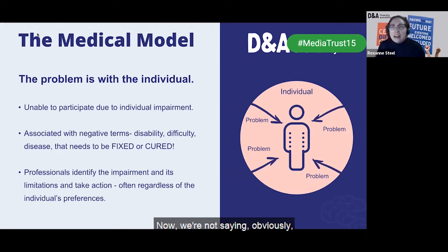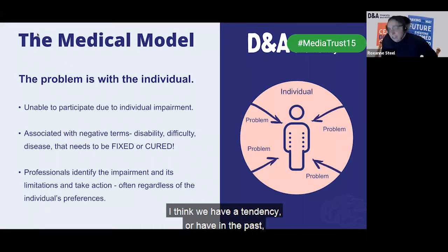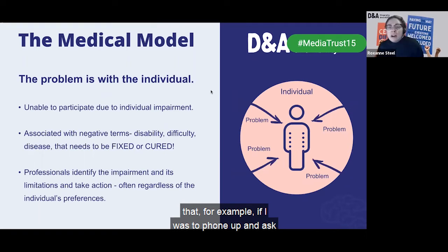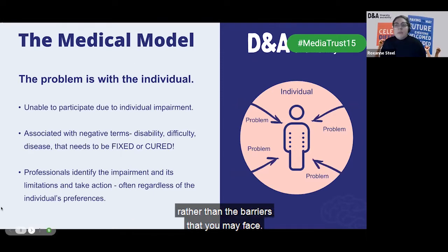Now, we're not saying obviously you are in the medical field, not at all, but what I think is really important is to reflect on how this has shaped our culture and how we interact with disabled people. I think we have a tendency, or have in the past, not making blanket assumptions, that, for example, if I was to phone up and ask for access requirements, you often get asked what's wrong with you rather than the barriers that you may face.